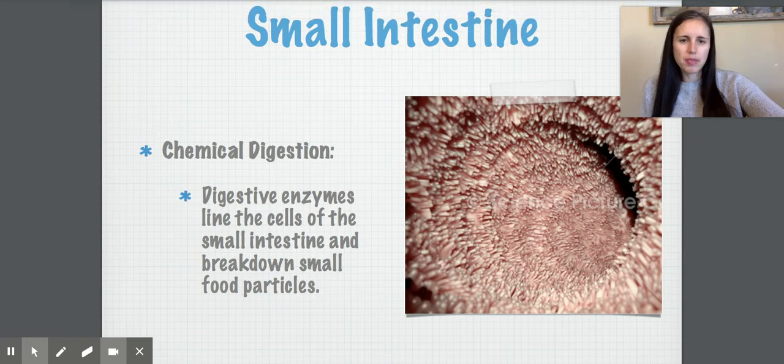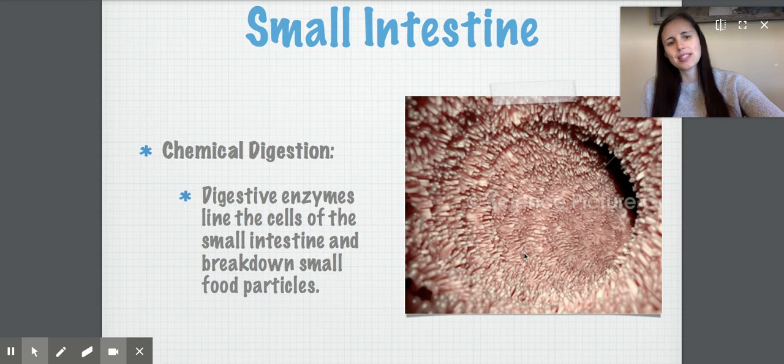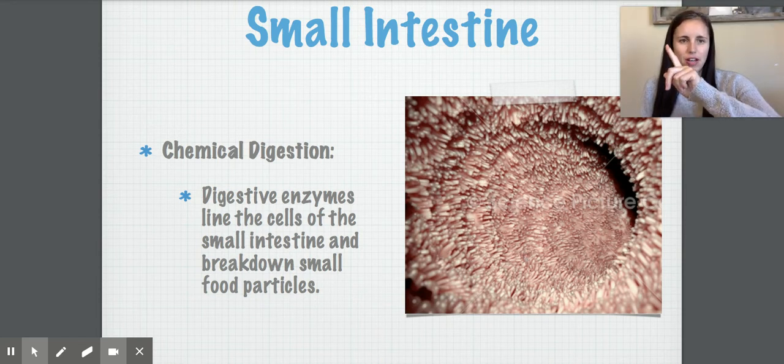So let's talk about some of the chemical digestion that happens in the small intestine. If you were actually going to look inside of your small intestine with a camera, it would look like this. This is actually the inside of someone's small intestine. If you were going to touch it, it would feel like velvet. If you've ever felt velvet before, just a bunch of little finger-like projections, because every single one of these is a finger-like projection. Digestive enzymes line the cells of the small intestine and break down food into small particles. Within the small intestine, these are all lined with what we call villi.